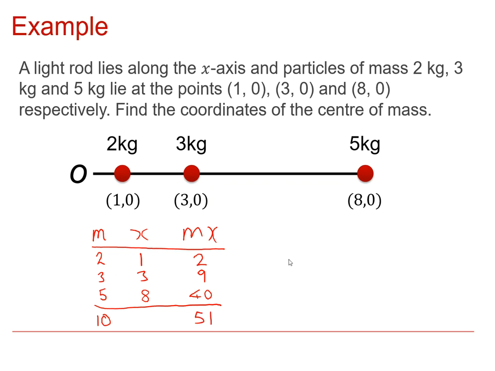Alright, and if you remember from our formula, it's the sum of the m times the x's divided by the sum of the m's. So the position of the centre of mass is 51 divided by 10. So that's 5.1. Now we're working here with coordinates, setting the scene for the two-dimensional work we're going to do later. So if I then want to say where the centre of mass is, often shortened to COM, that has position 5.10.